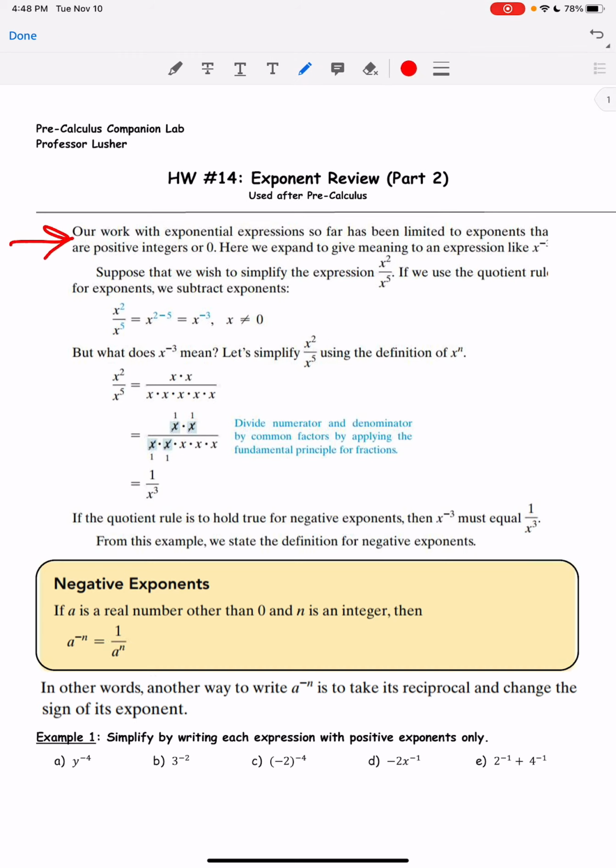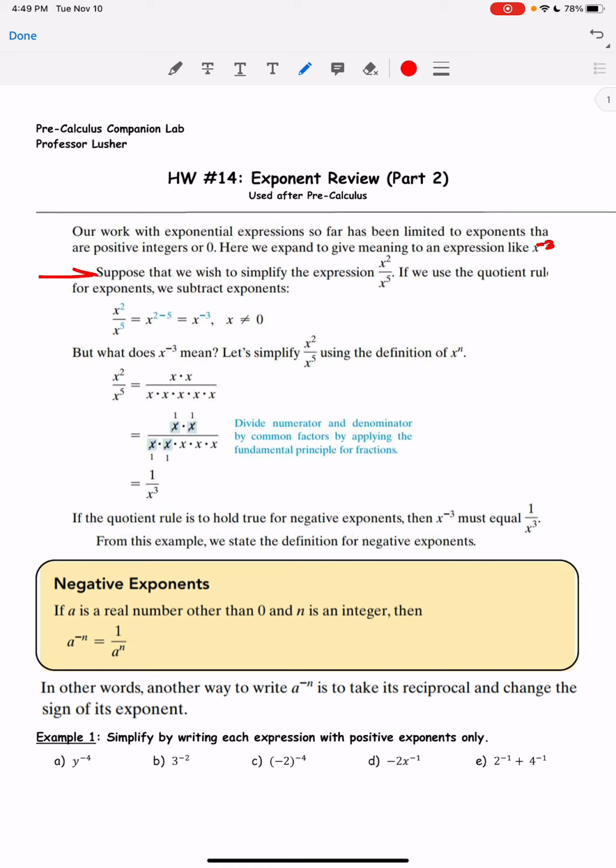Alright, it says right here, our work with exponential expressions so far has been limited to exponents. Apparently I cut that off a little bit when I copy and pasted, but are limited to exponents that are positive integers or zero. Here we're going to expand the given meaning of an expression like that should have been x to either the -2 or the -3. I'm going to assume -3.